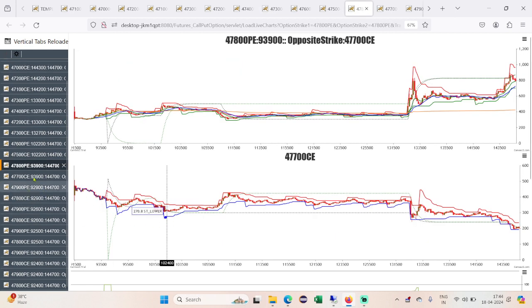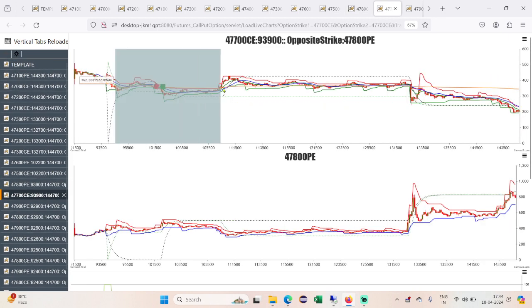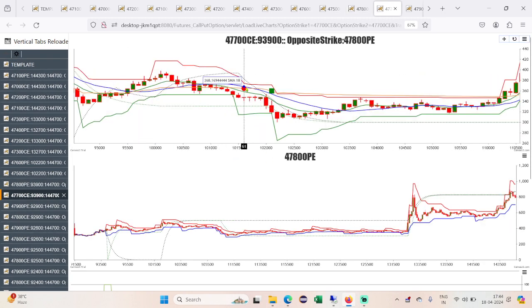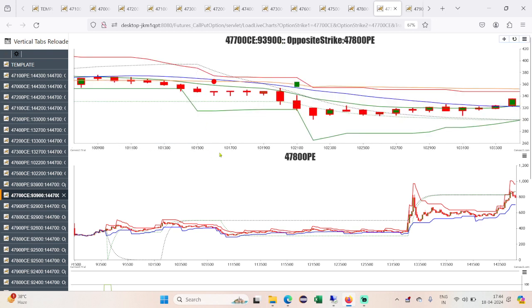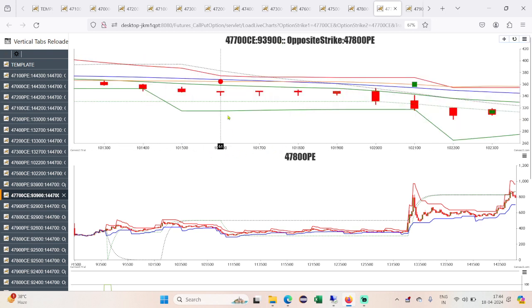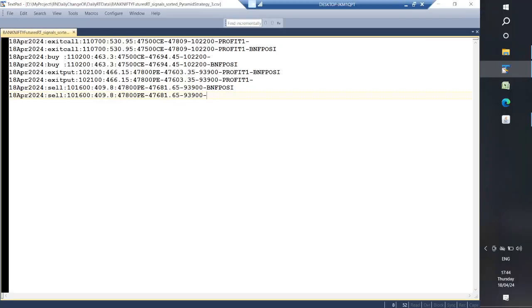Any signal generation is indicated by a variety of symbols like a circle and a square. So there was an entry here. If you see, the chart has opened at 9:39 and there was a signal generated at 10:16 and exited at 10:21. This is what is displayed. This is what is put into these text files. Chart is displayed at 9:39. Entry signal is generated at 10:16 and exit signal is generated at 10:21. Okay.